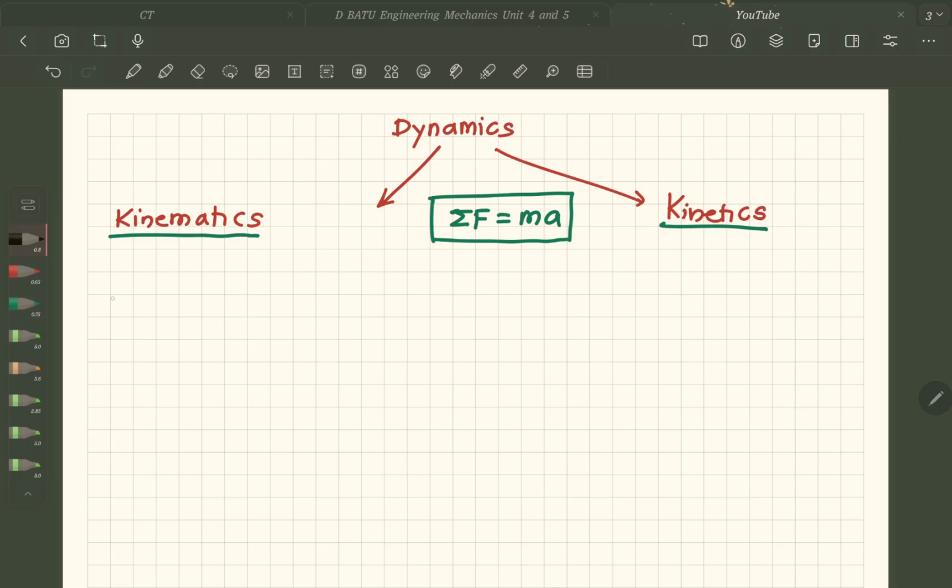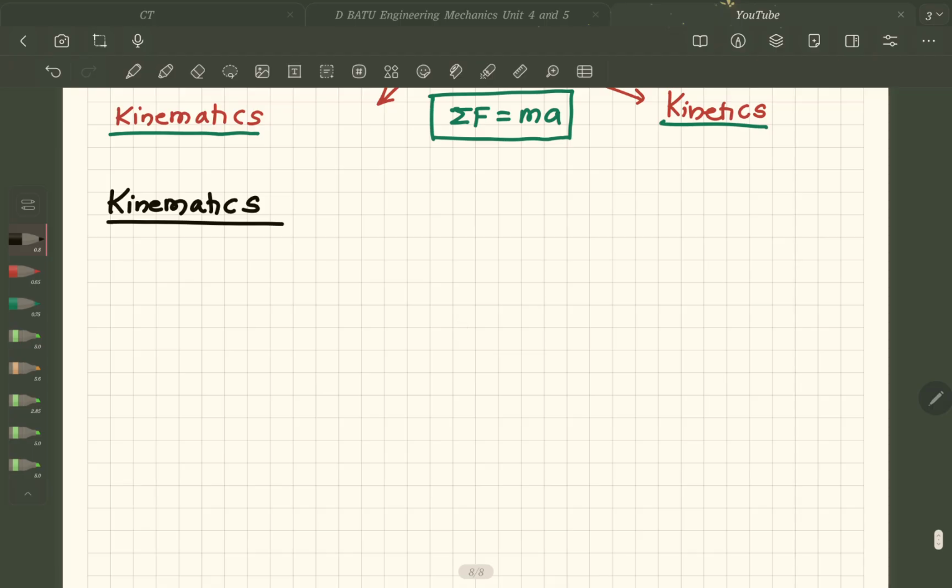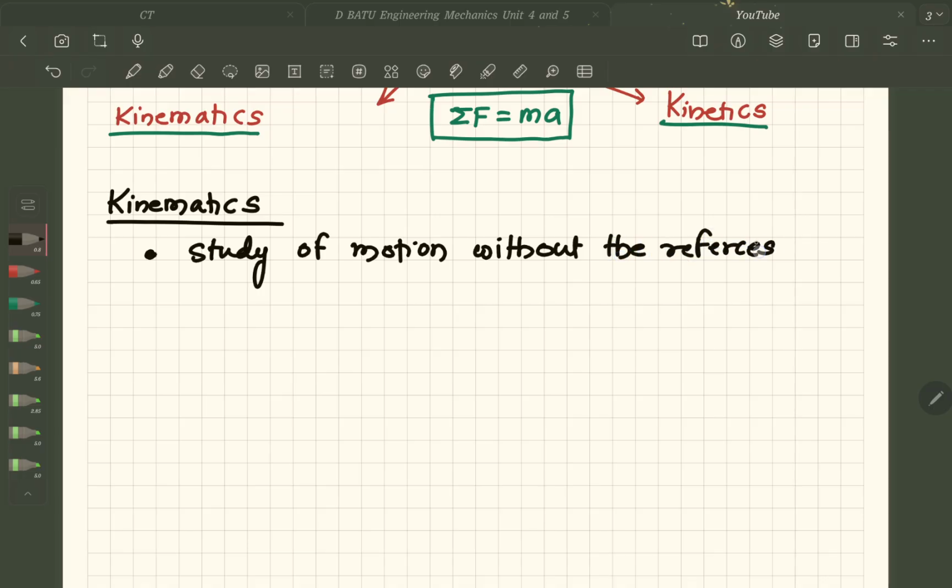So when I say kinematics, kinematics is generally the study of motion without reference to the forces which cause the motion. So first we try to understand the definition, then we try to understand the effect of that. So it is the study of motion without reference to the forces causing the motion.